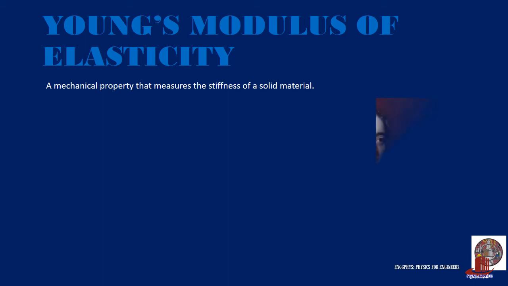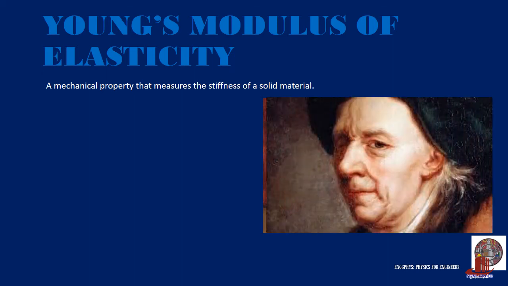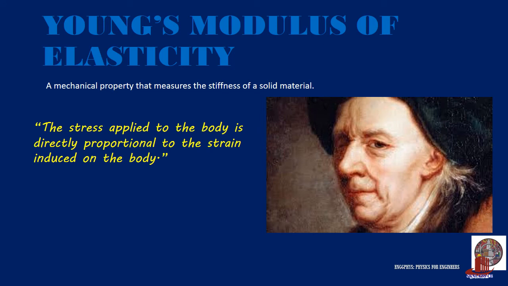It is named after the 19th century British scientist Thomas Young, but the concept was developed in 1727 by Leonhard Euler. Young's modulus is stated as: the stress applied to the body is directly proportional to the strain induced on the body, which can be shown mathematically as sigma is directly proportional to epsilon. Making it an equality expression, we get sigma equals Y epsilon, where sigma is stress, epsilon is strain, and Y is Young's modulus.